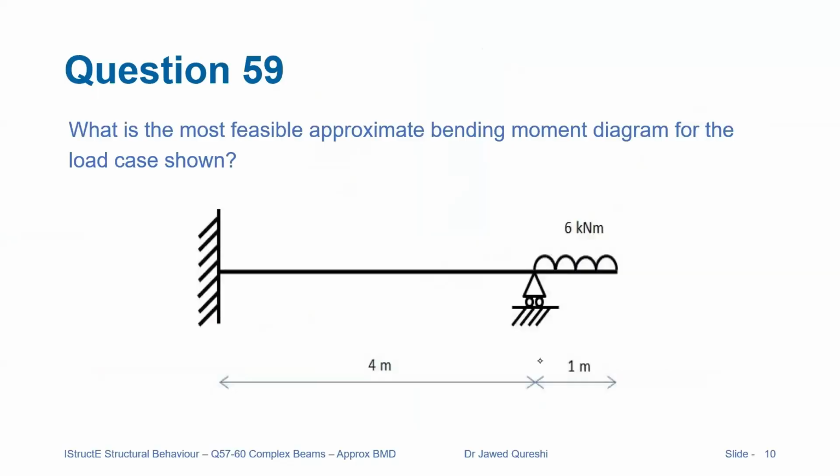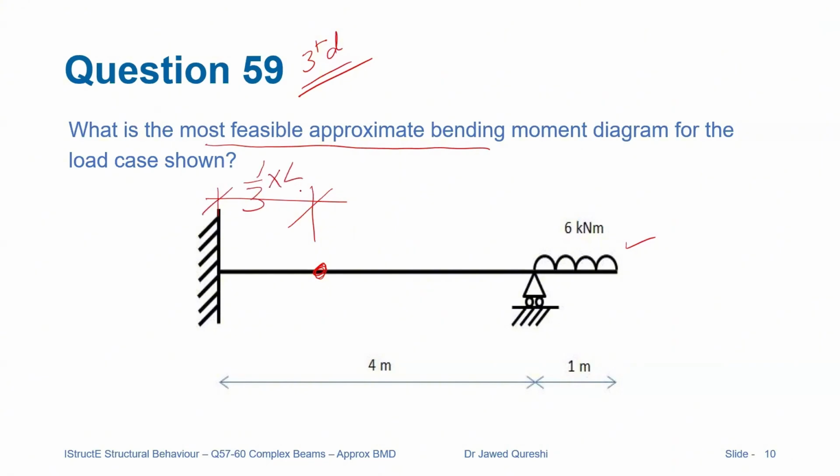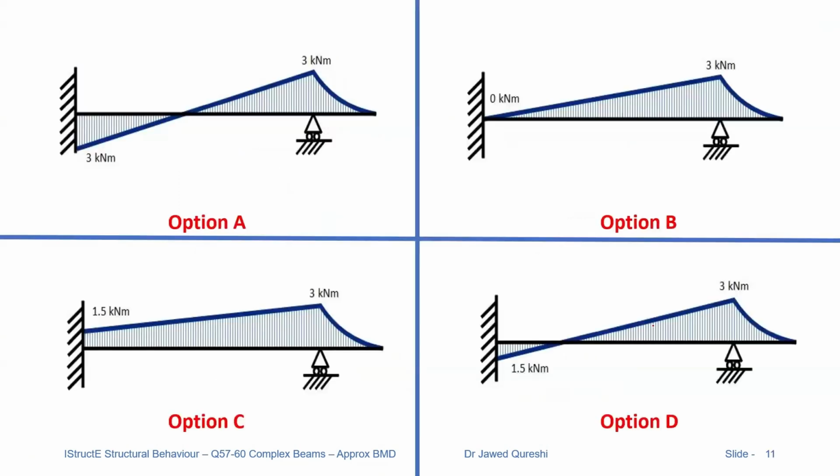Let me move to the third example. Here again we have to find out most visible approximate bending moment diagram with this overhang portion, and the loading is applied at overhang portion. When loading is applied at overhang portion, normally we take this as 1/3 of span L. Span here is 4. Let us see the options. Option B is not possible.